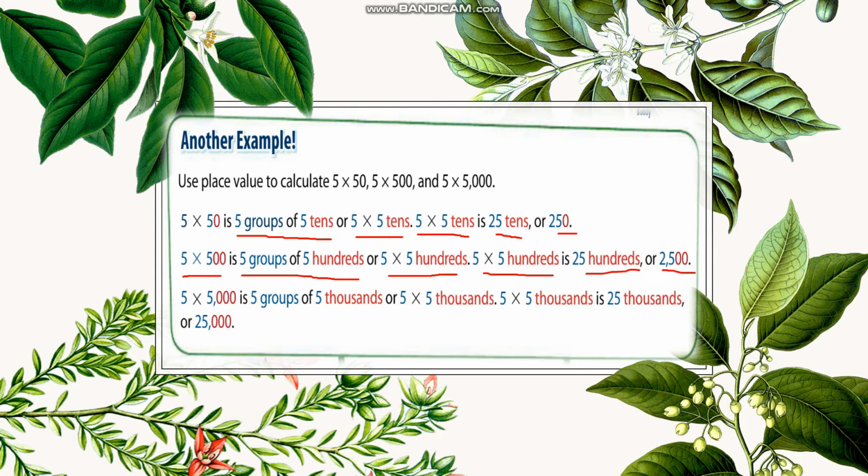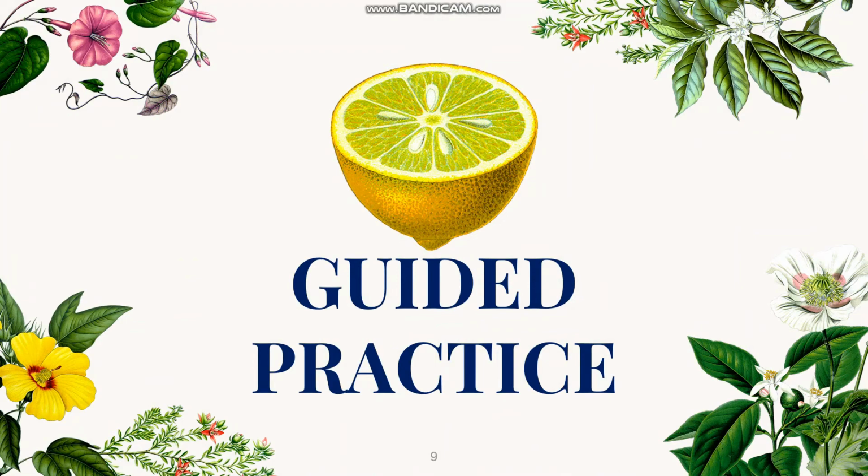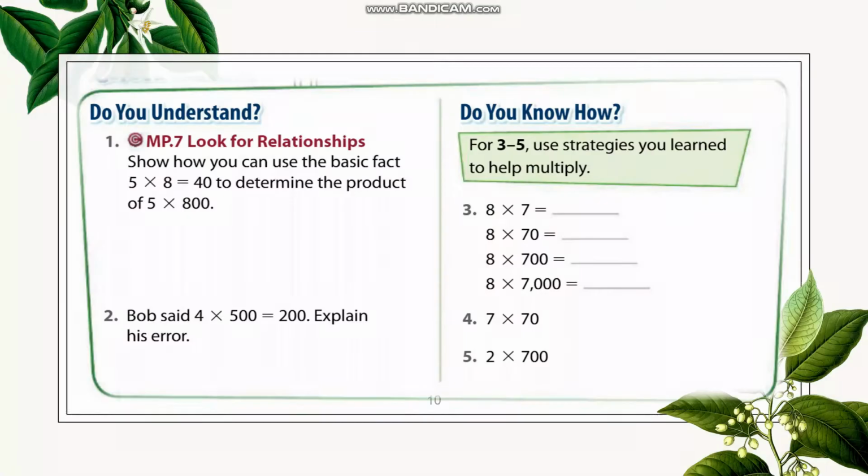2,500. 5 multiplied by 5,000 is 5 groups of 5,000s, or 5 multiplied by 5 thousands. 5 multiplied by 5 thousands is 25 thousands, or 25,000. Let's answer the guided practice.